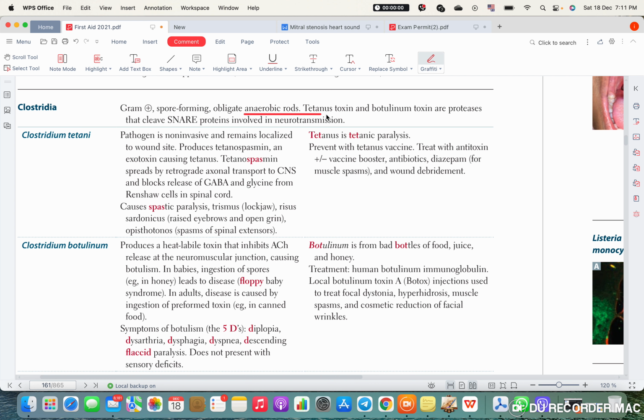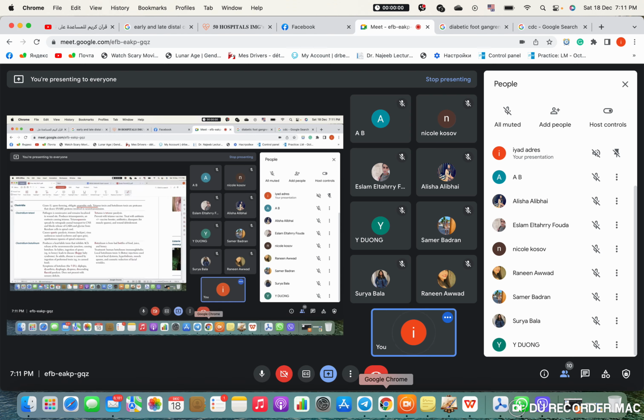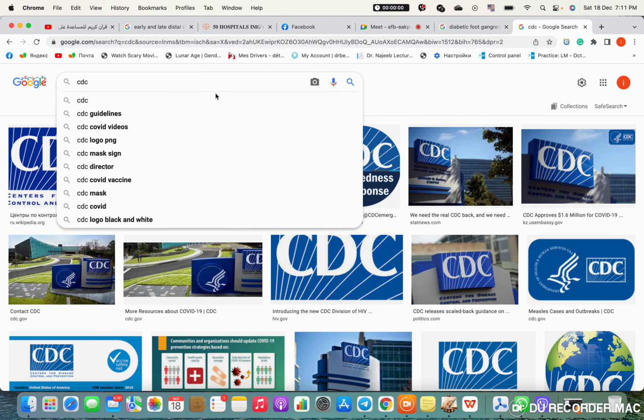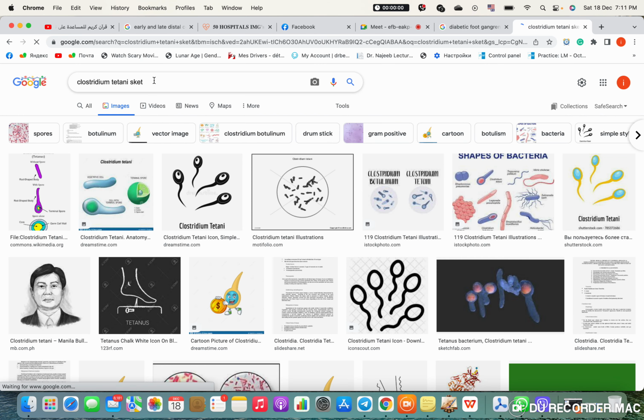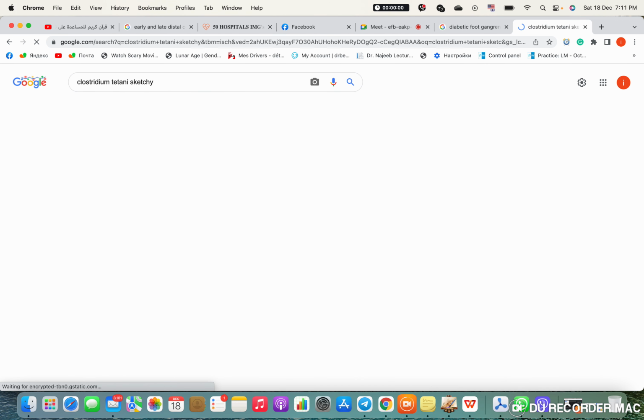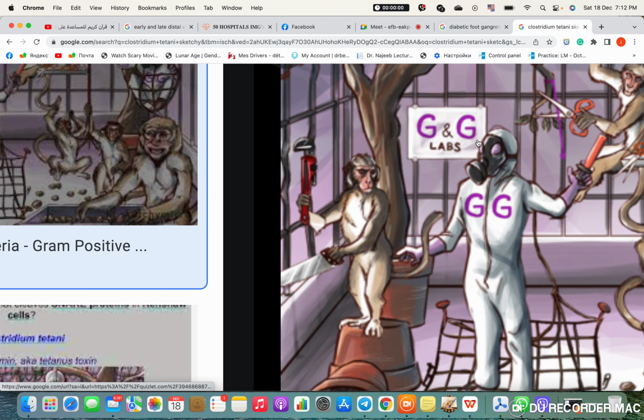Can somebody tell me, please, in Sketchy, how did they represent the anaerobe? Yep, it was the mask. You are absolutely correct. It was the mask. Good. So let's take a look. So yeah, in Sketchy Micro, they represented the anaerobes with the mask. Yep, that's super important.